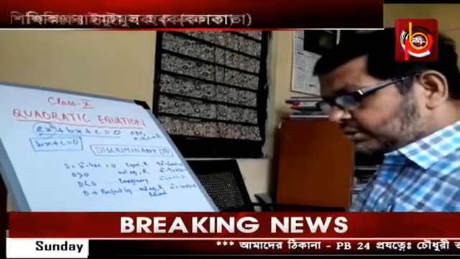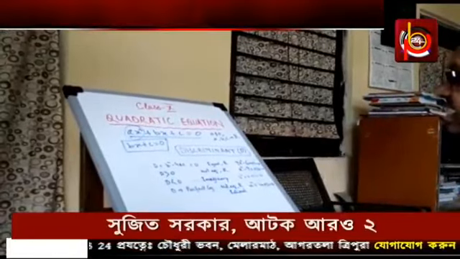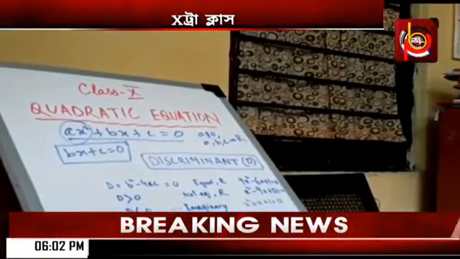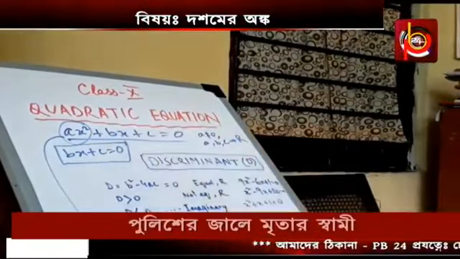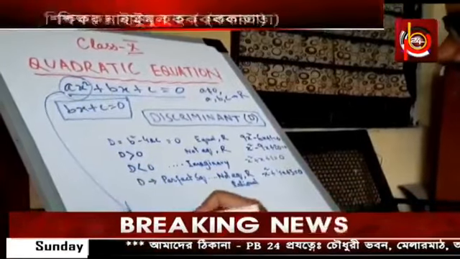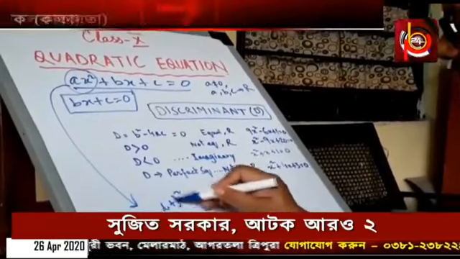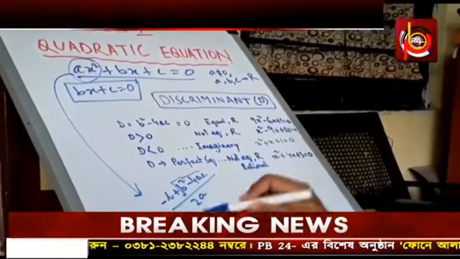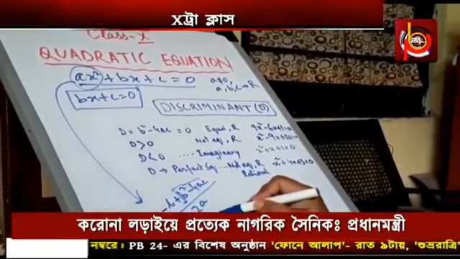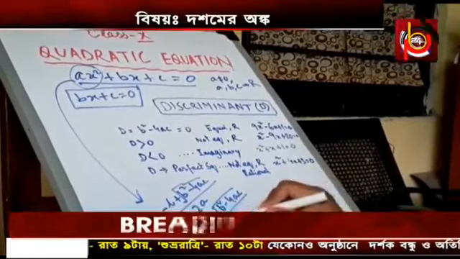First we will go to the nature of roots. Here you can see on the board, nature of the roots. Actually, nature of the roots means, as we have told, that this equation has two roots. One is x equals minus b plus square root of b square minus 4ac, by 2a, and another is minus b minus square root of b square minus 4ac, by 2a. These two roots.